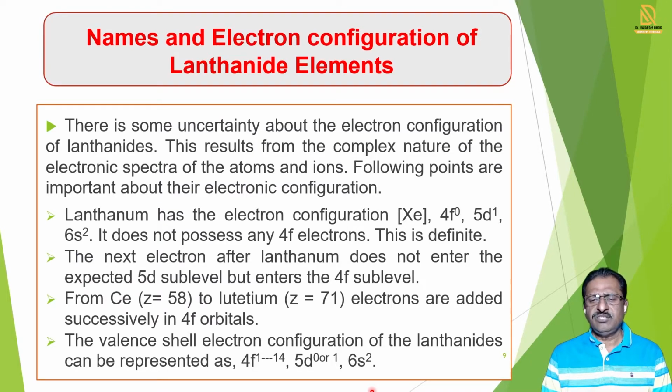So we can see certain points, and in those points we see the importance of the electronic configuration. So in that we see lanthanum. Lanthanum has the electronic configuration: we write the previous inert gas configuration, that is xenon, and then 4f0, 5d1, 6s2. So you see here 4f0 means the f orbital does not contain any electron.